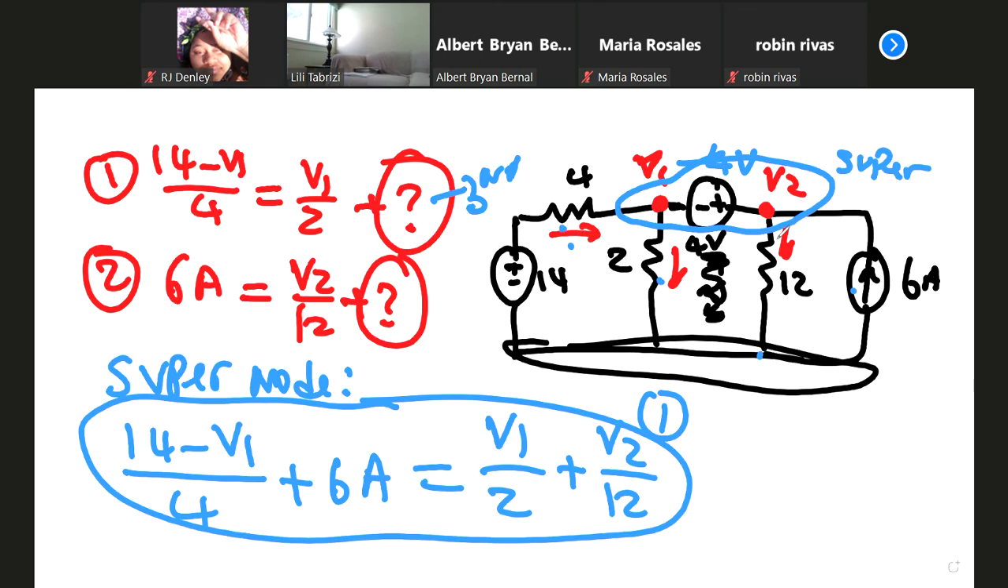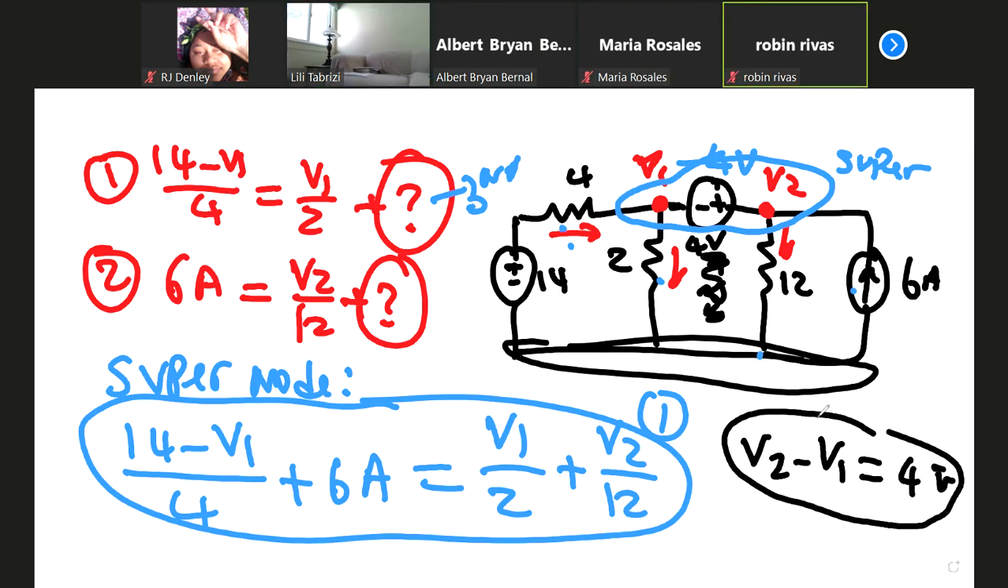V1 minus V2. Why V1 minus V2? Why not? V1 is connected to the negative polarity. V2 is connected to the positive polarity. What was the guideline? It's V2 minus V1. Equal to what? It's an independent source. It's given. It's equal to 4 volts. You have 2 equations, 2 unknowns, and this is an easy equation.